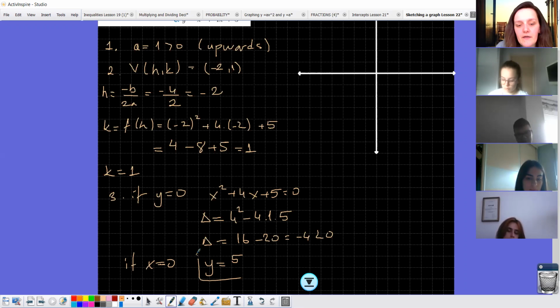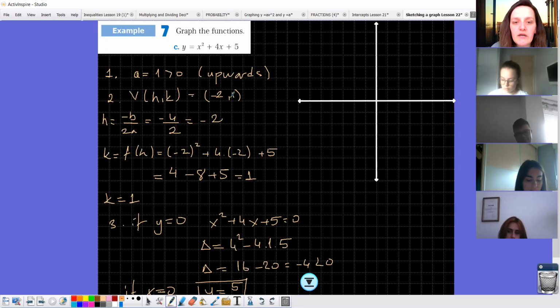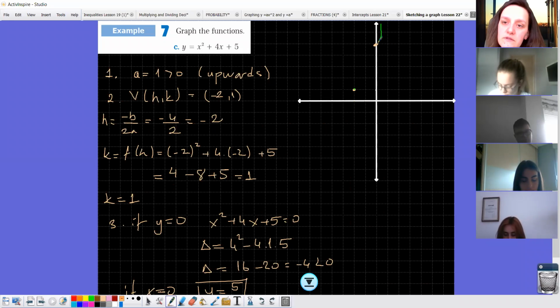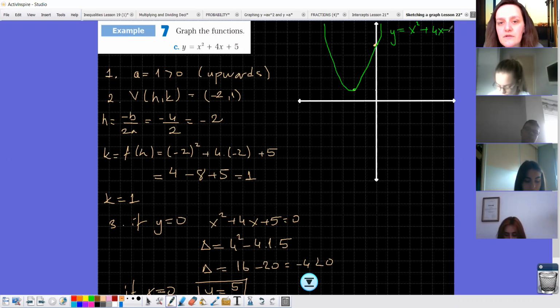So if x is equal to 0, we will have y is equal to 5. Only that. Okay. Now let's see in the coordinate plane. We have minus 2 and 1, which is here, so this is the vertex point. We don't have x-intercepts. We have only the y-intercept, 5, and the second point is here. And let me draw. It is upwards, something like this. So this is y is equal to x squared plus 4x plus 5.